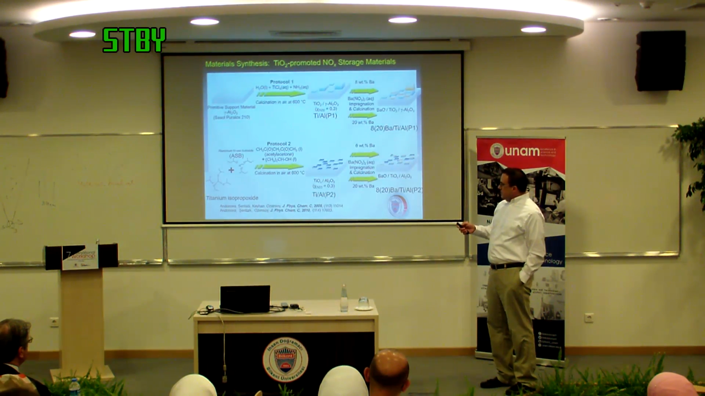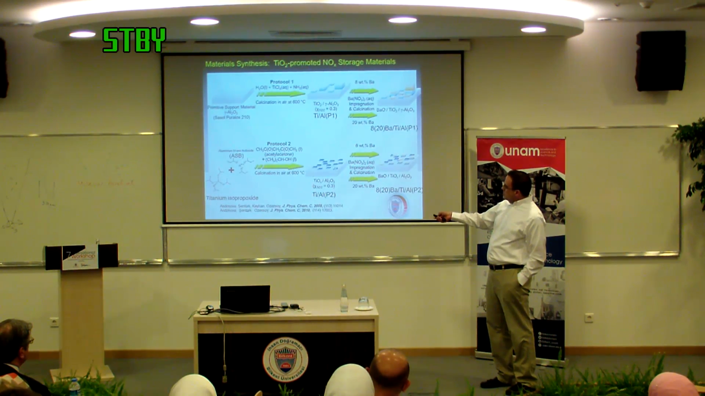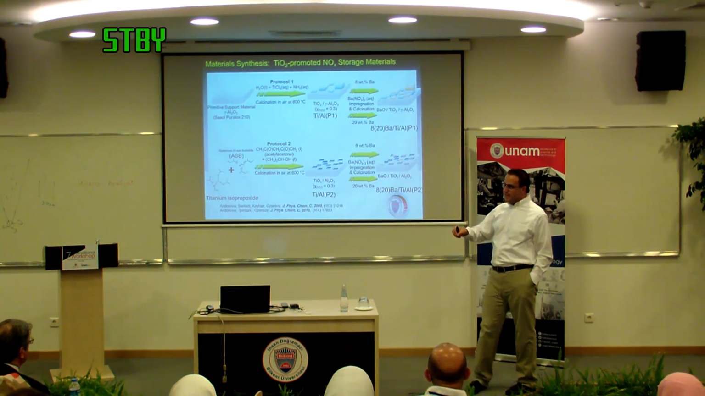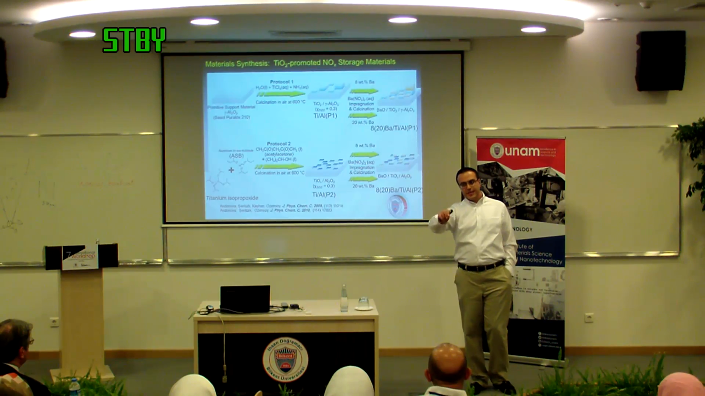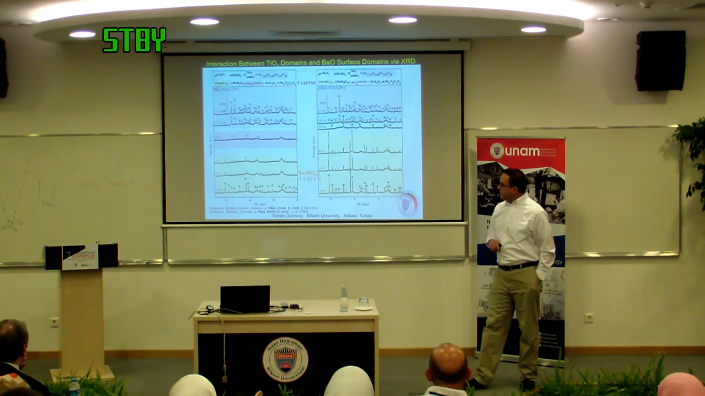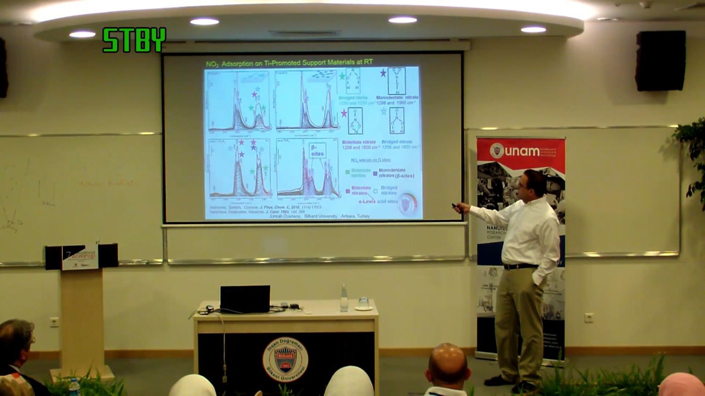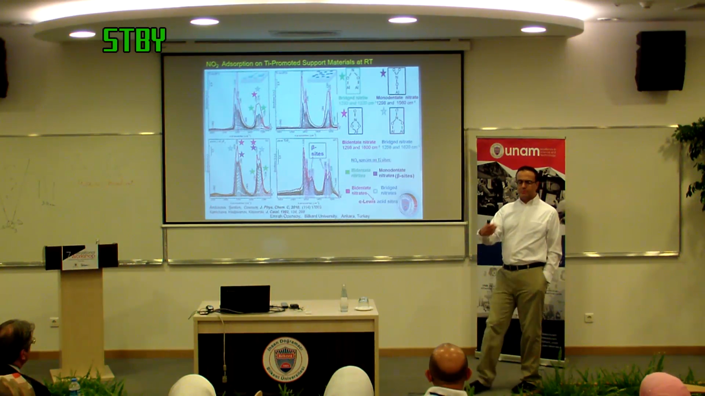So we use this curse as a blessing. It turns out that if you can control the surface morphology of titanium, if you can make large or small particles, you can control the dispersion of barium oxide. That means you can control the functionality by fine-tuning the particle size using titanium. And it does work. With infrared spectroscopy, we can follow what different geometries of nitrates and nitrites are produced as a function of temperature, pressure, and so forth.